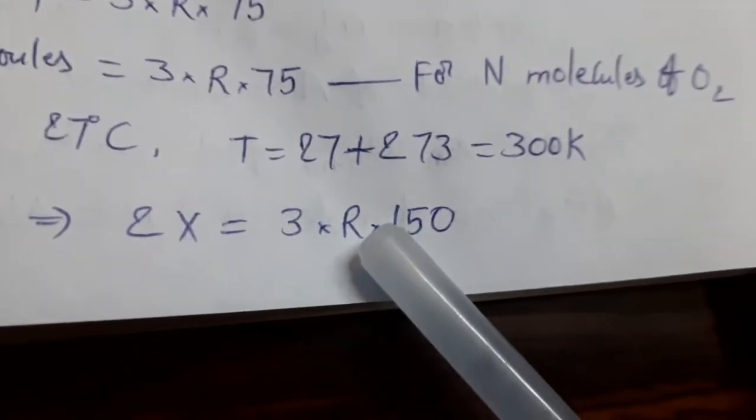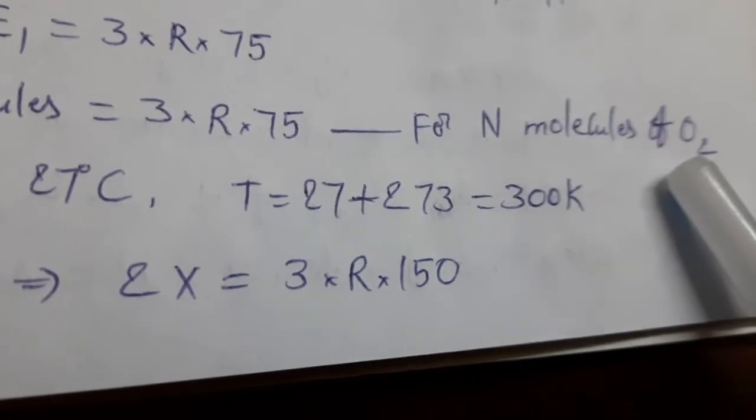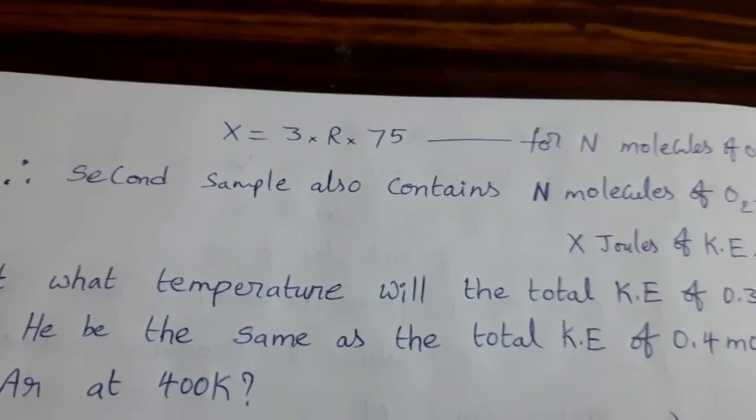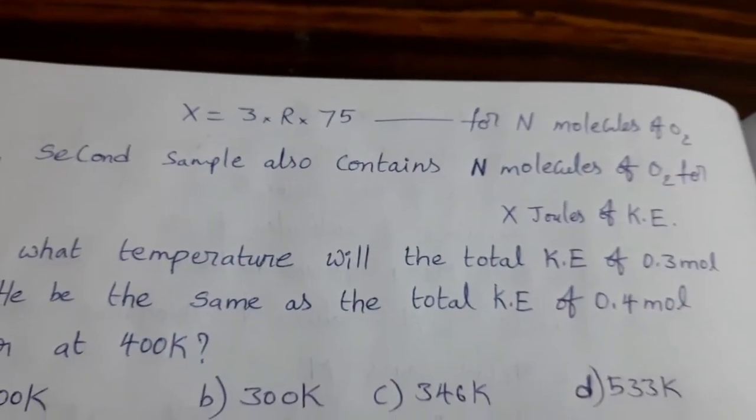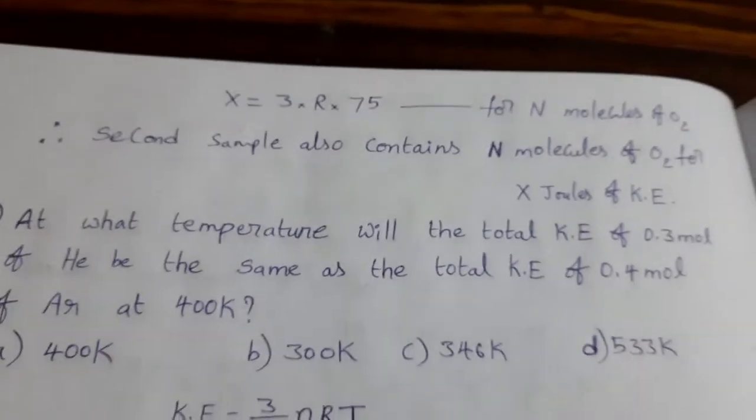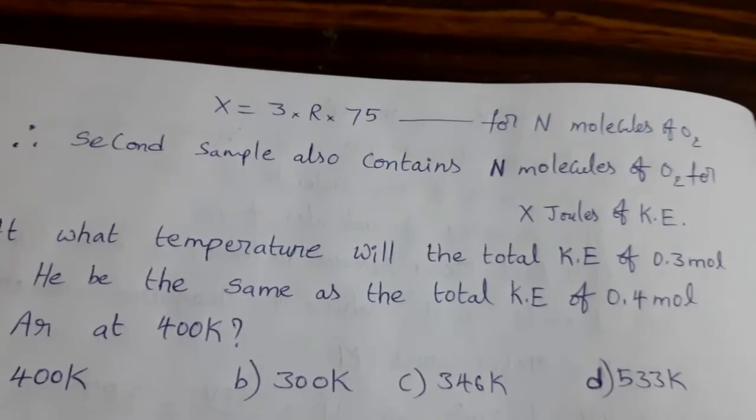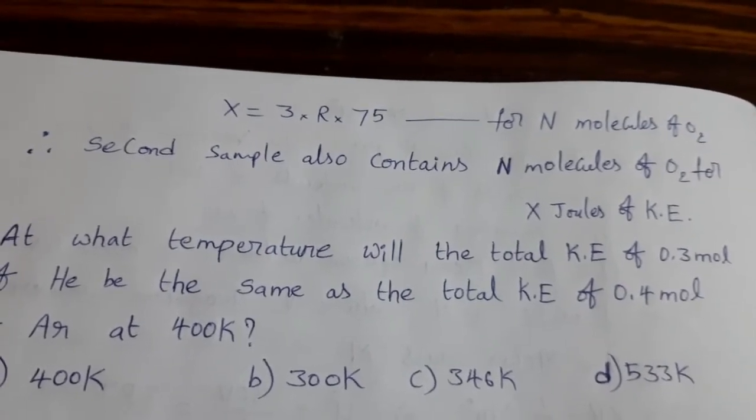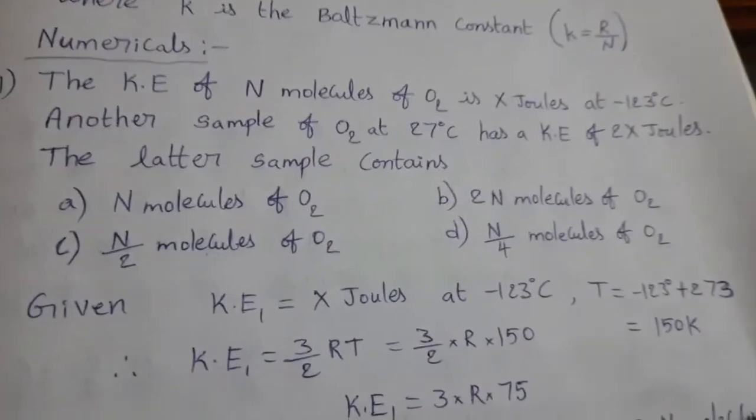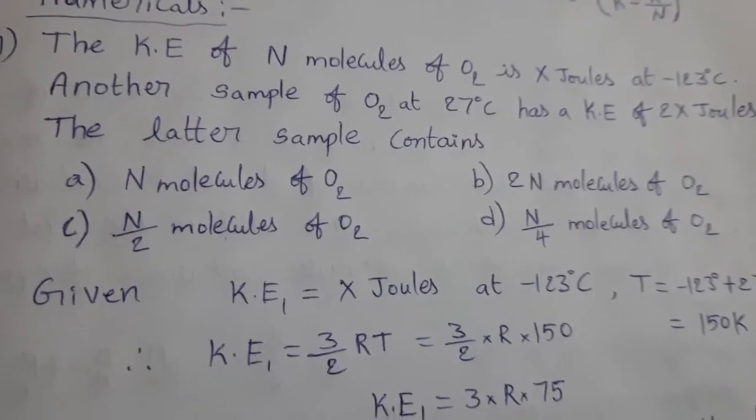This energy is related to n molecules of O2. So the second sample also contains n molecules of O2 for x joules of kinetic energy. Understand? So what is the option? Option A is the answer. Next.